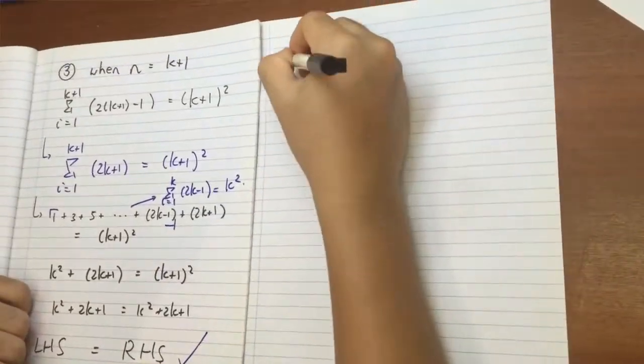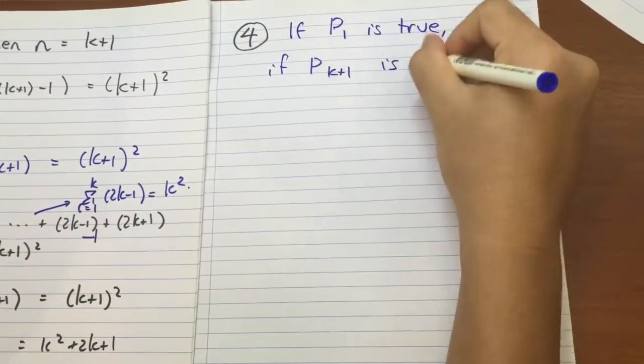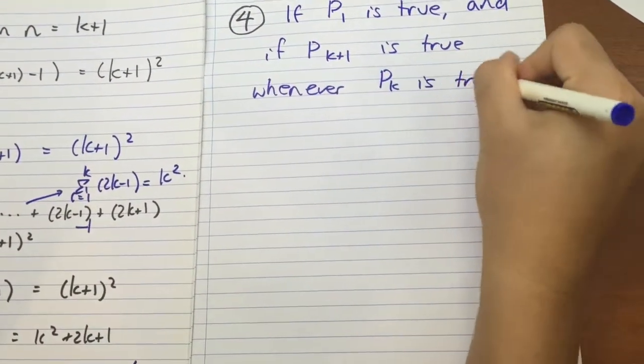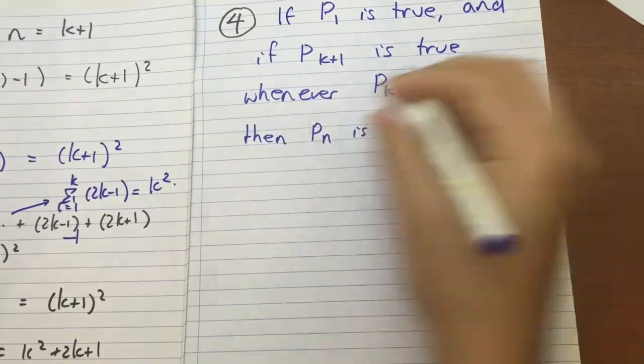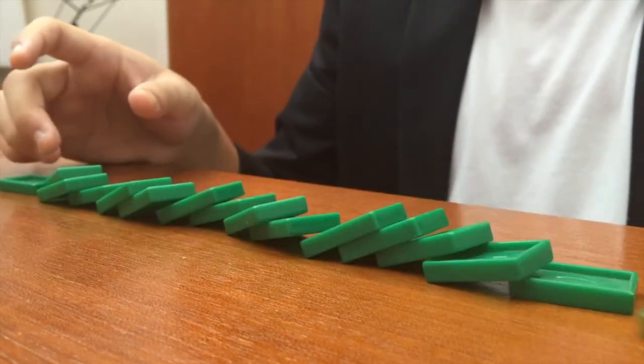Step 4 is the conclusion. If the initial value has been proven to be true, and our assumption of when k and k plus 1 has been proven true, then we can say that our proposition is true. As such, thanks to mathematical induction and thanks to the early contributions of mathematicians such as Pascal and Euclid, we are now able to verify our conjectures without having to prove them from the first domino to the last domino.